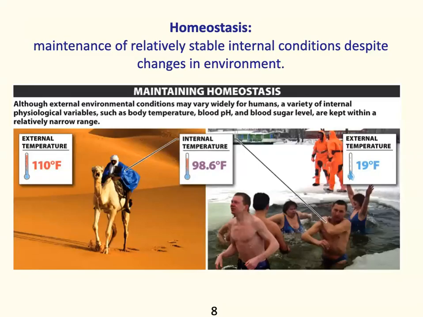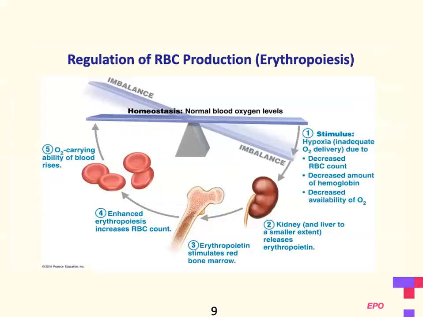So if you recall, homeostasis is defined as your body's ability to maintain a relatively stable internal condition despite a changing environment. And so our body must regulate red blood cells within a certain number. This process of red blood cell formation is called erythropoiesis.